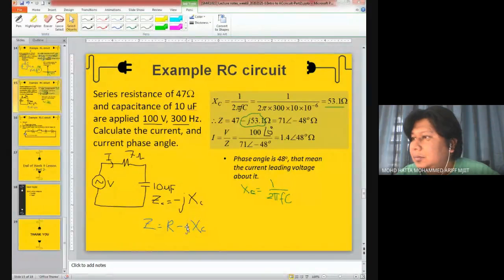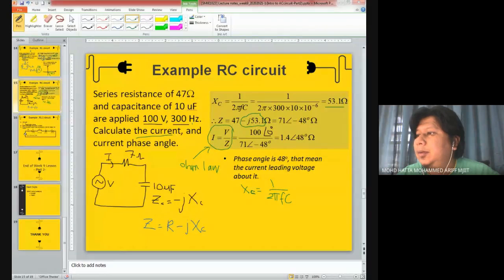Okay. Now, after you finish with the impedance, you can calculate your current, which is given by this equation. This is basically based on Ohm's law. After you use this equation to calculate your current, this is the value of your current, stated as your answer.